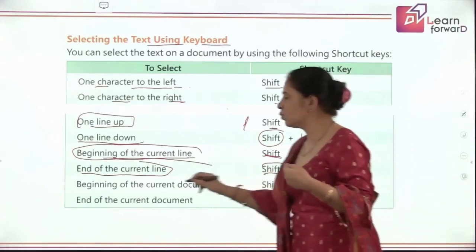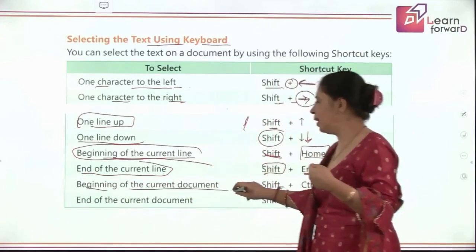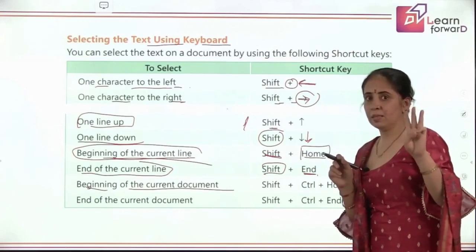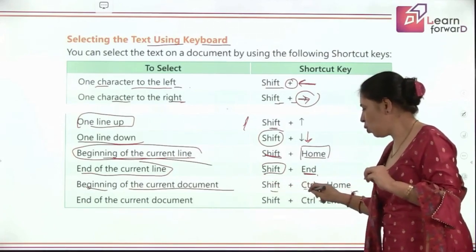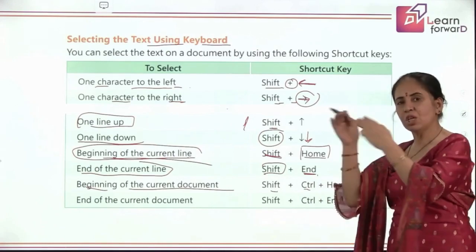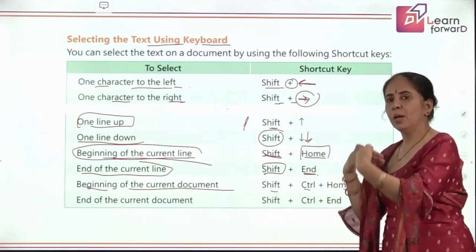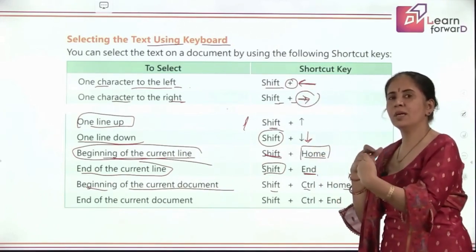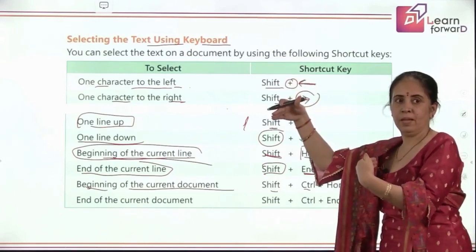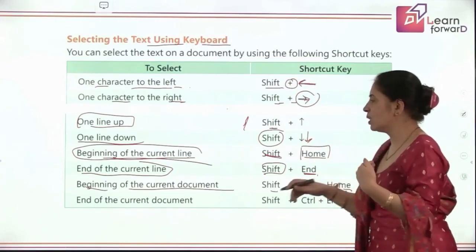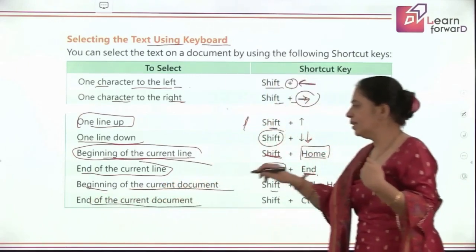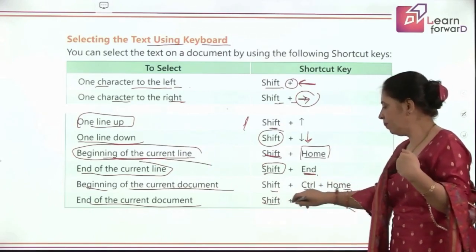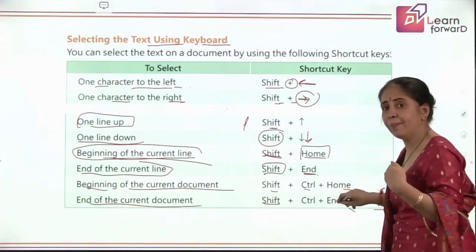Now what happens if you want to reach till the beginning of the current document? Here you will have to press three buttons. First is shift, control and home. What will shift, control and home do? It will select the entire part of the document from the cursor position till the beginning of the document. And in the same way, if you want to select the document till the end of the current document, what will you do? You will just click shift, control and end.